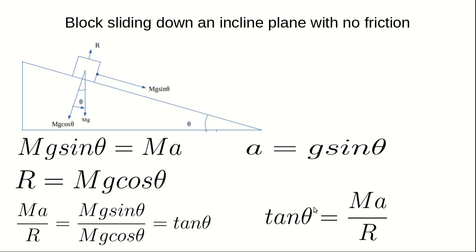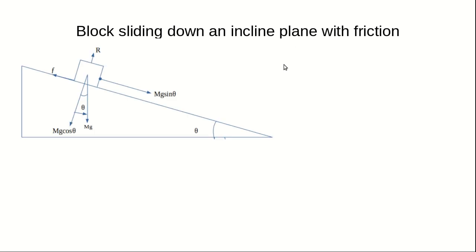So we move on to the next scenario, where we have a block sliding down an inclined plane with friction. The previous slide was with no friction, but this slide is with friction. Let's see the diagram describing such a scenario. We have a friction force moving in this direction, opposing the motion, while this one is moving downward.